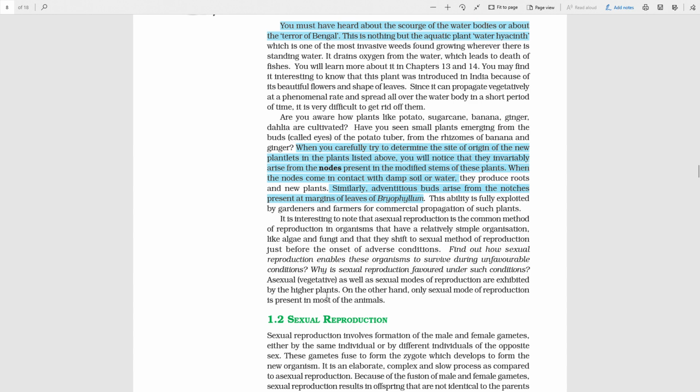Okay, this is for today's class, and from the next class I will give you a short recap about what we have studied here, and then we'll move on to our next topic, which is sexual reproduction.